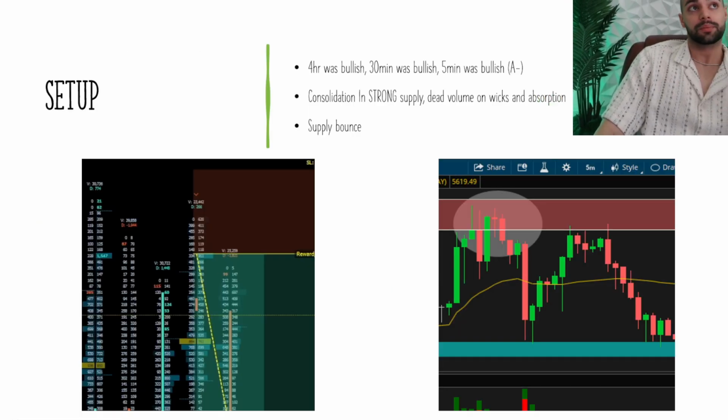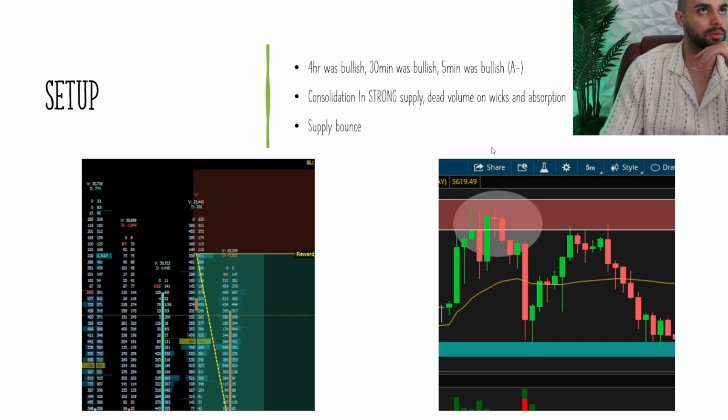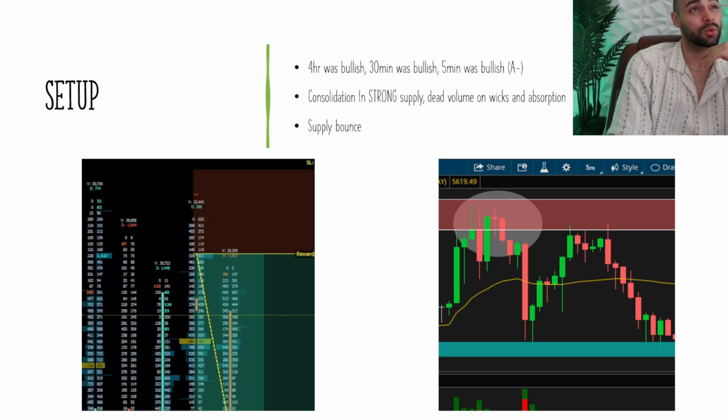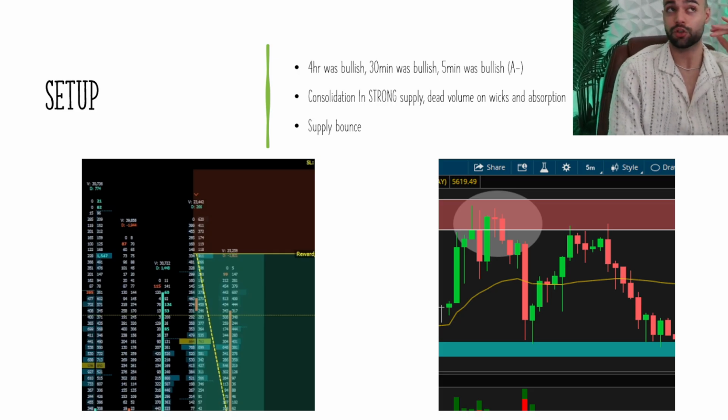Let's move this a little more. 4-hour was bullish, 30-minute was bullish, 5-minute was bullish. So this was actually, okay, I remember this. This was an A- setup. Why? Because I was going against the overall condition and the overall trend. So what do I do when an A- setup presents itself? I just size down. I'm not going to not take it. If it's a setup, it's a good setup. If it's against the trend, I size down.